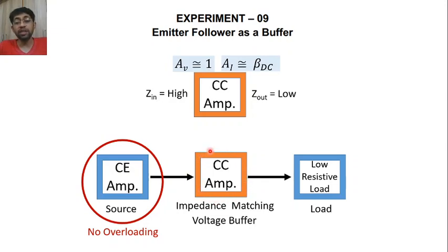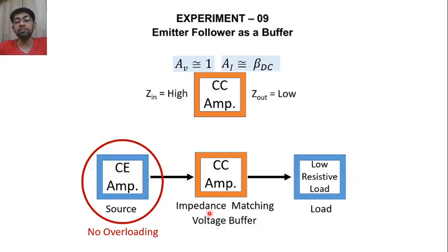Now for this CC amplifier, since the voltage gain is 1, whatever voltage signal is the input, the same voltage signal will be the output, but you can see that the current capability of this whole stage is increasing because of insertion of this CC amplifier. Another interesting thing it also does is impedance matching.